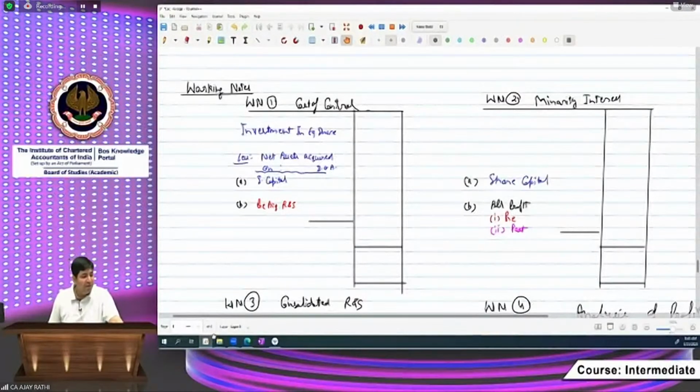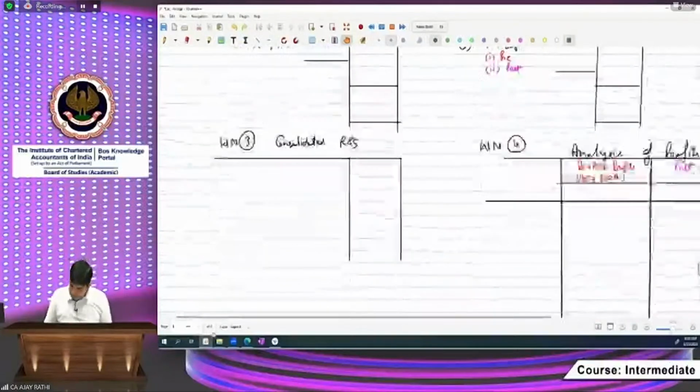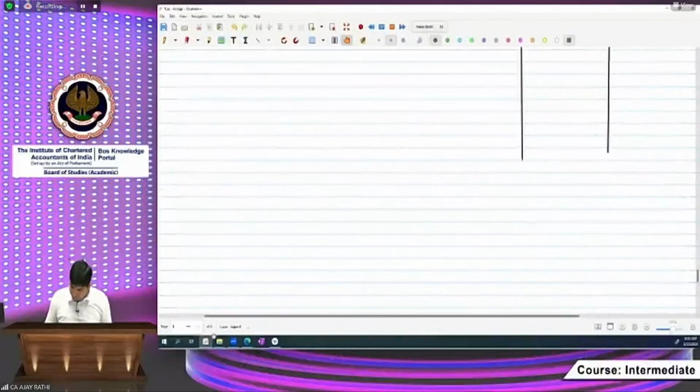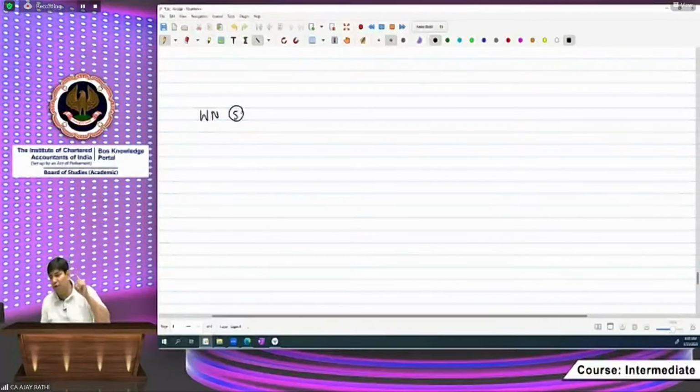So now come back to the question, beta, everyone. See, before starting the question, what we need is to prepare a graph, that is working note number 5. Beta, if you have prepared a graph, then you will have control over the question. I personally suggest it, but it is not mandatory that you prepare the graph.